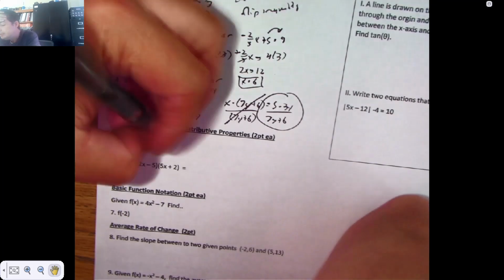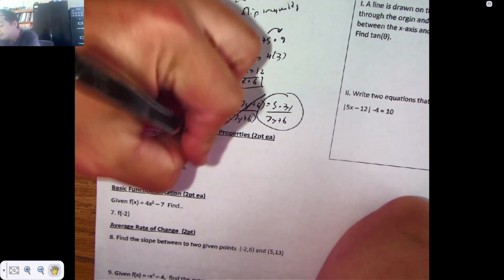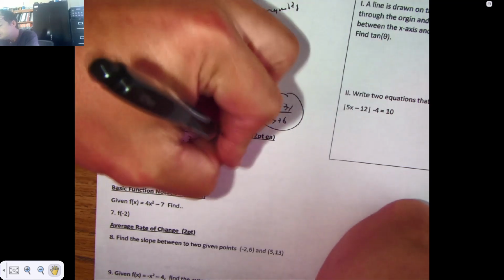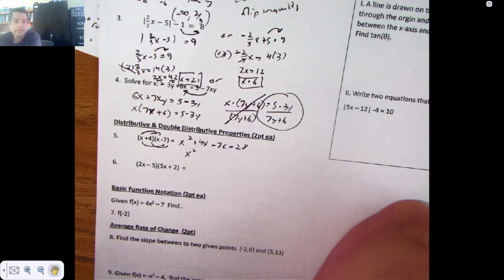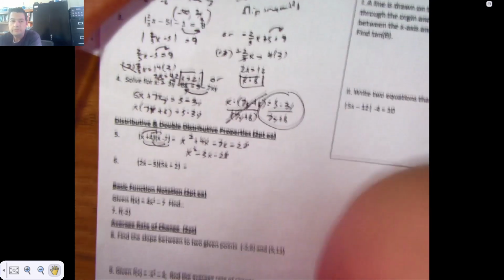The distributive and double distributive property. X times x is x squared. 4 times x is plus 4x. X times negative 7 is minus 7x. 4 times negative 7 is minus 28. I add like terms. 4 minus 7 is negative 3. And I'm moving on with my life.